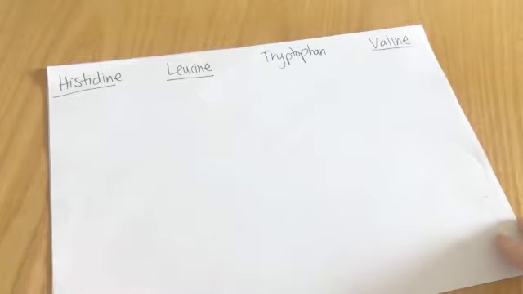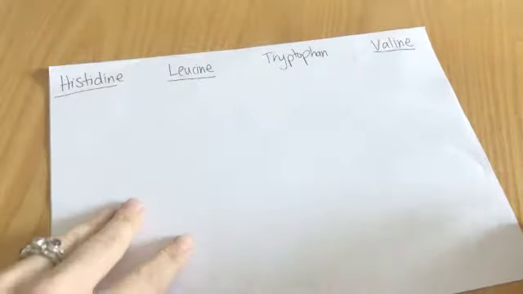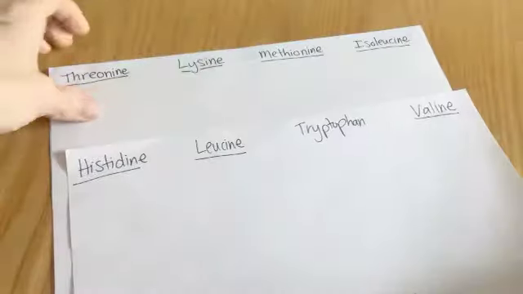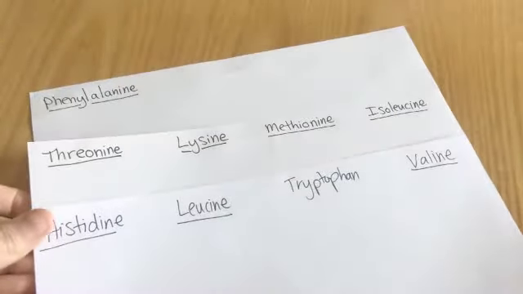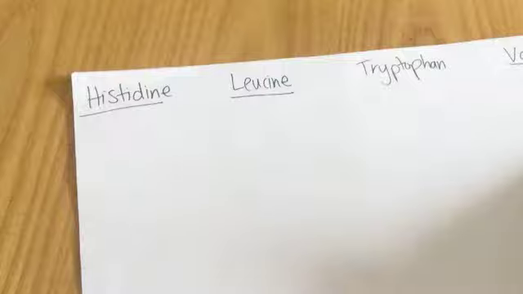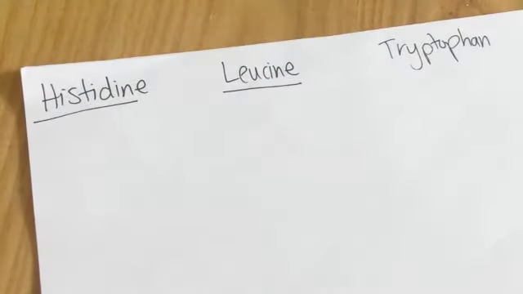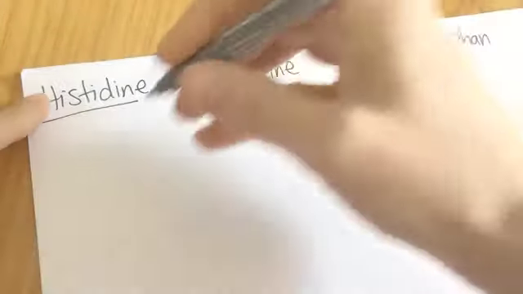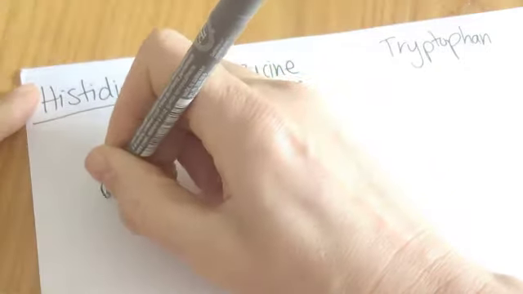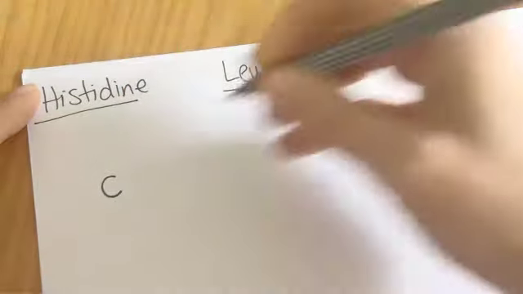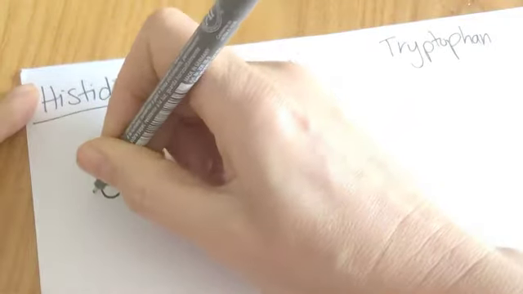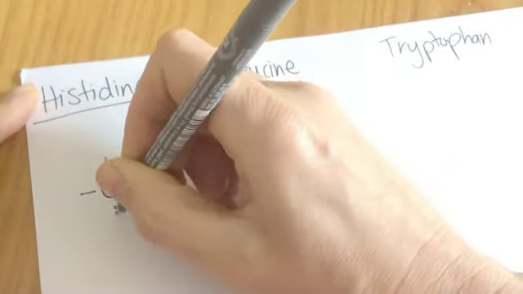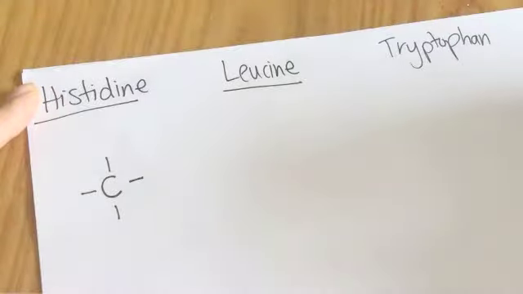I'm going to do what we call the backbone and the central atom for each one of these 9 essential amino acids that we are going to draw. To start, I'm going to start with histidine. I'm going to zoom in a little bit. We have what we call the central carbon, remembering the HONC 1, 2, 3, 4 rule that we learned last year. We've got carbon with 4 bonds.